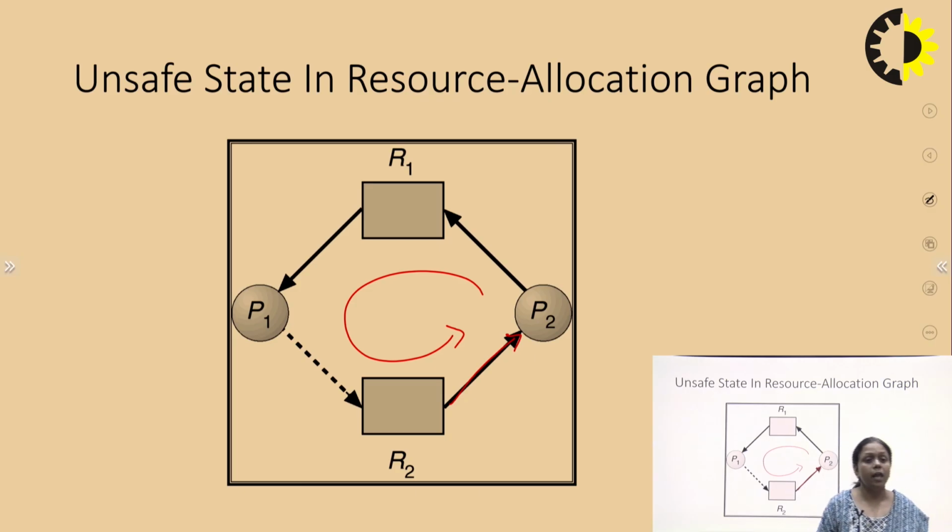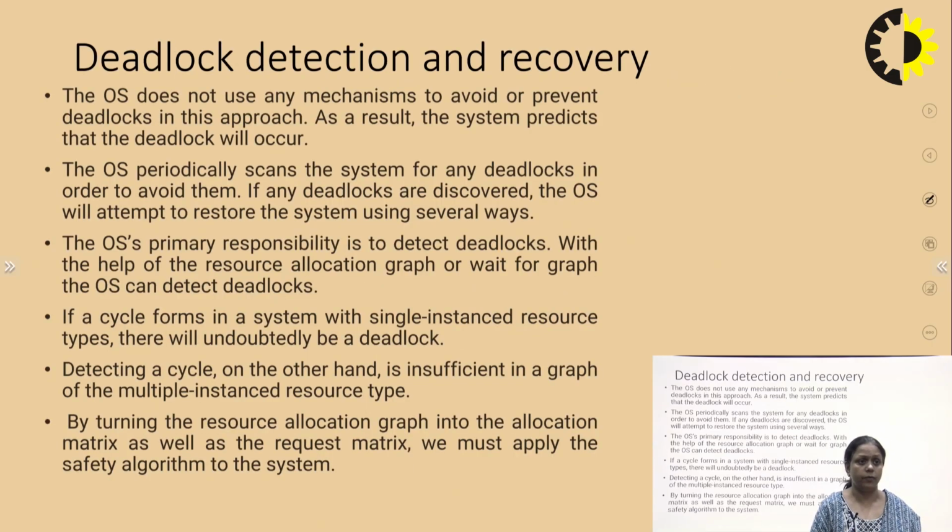So with the help of claim edges, we can predict whether there will be a possibility of deadlock or not. In this case, you can see if P1 demands R2, deadlock can be possible. So this claim edge will be helpful for us to find out the unsafe state in the resource allocation graph.